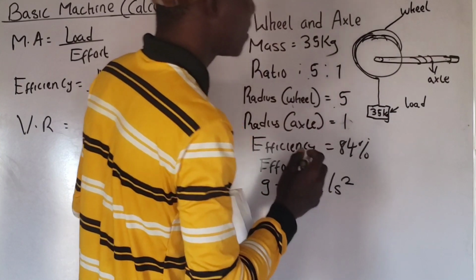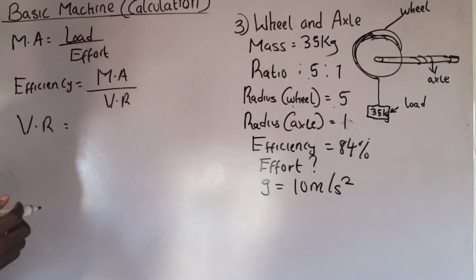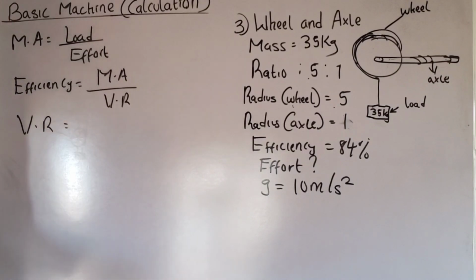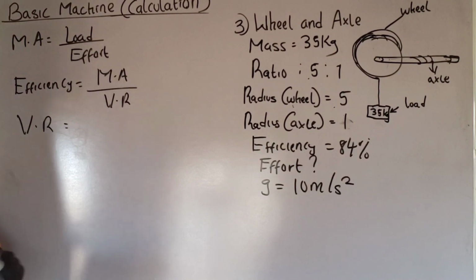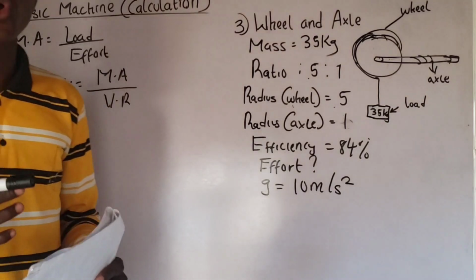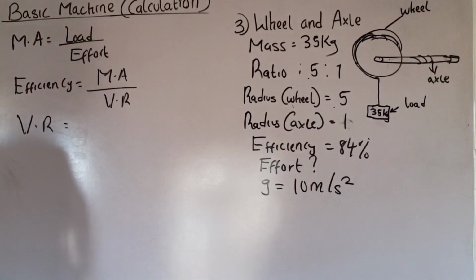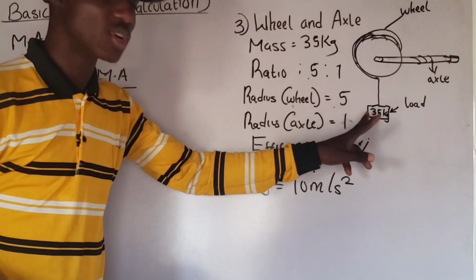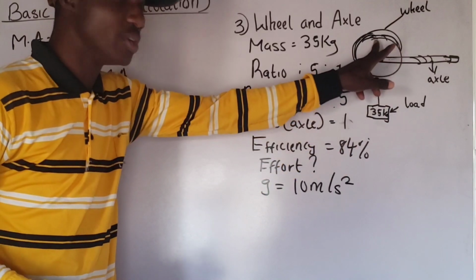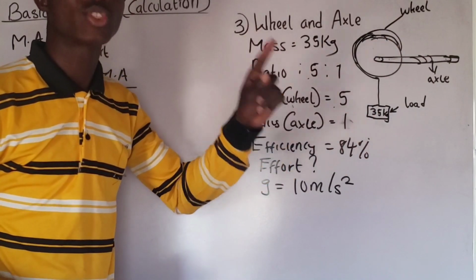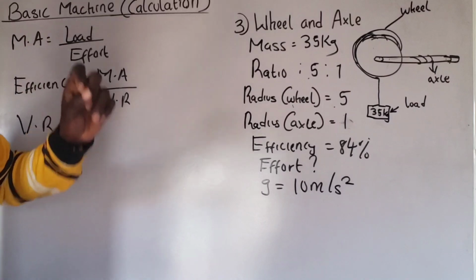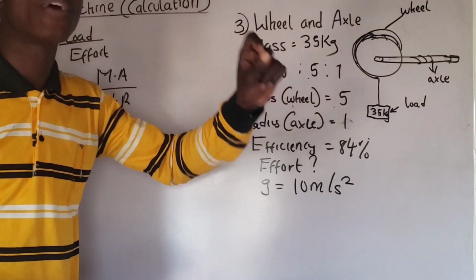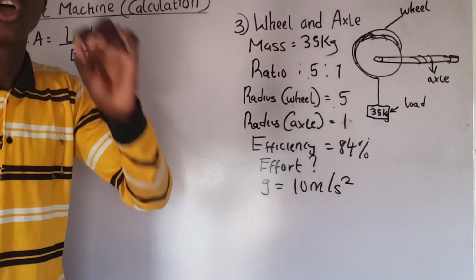Now, the velocity ratio of a wheel and axle system depends on where the load is. You understand? Please pay attention. I'm going to repeat that. The velocity ratio of wheel and axle system depends on where the load is. Are you paying attention? If the load is on the wheel, you can see that the mass is on the wheel now. This is the wheel. If the mass is on the wheel, the velocity ratio will be the radius of the axle all over the radius of the wheel.